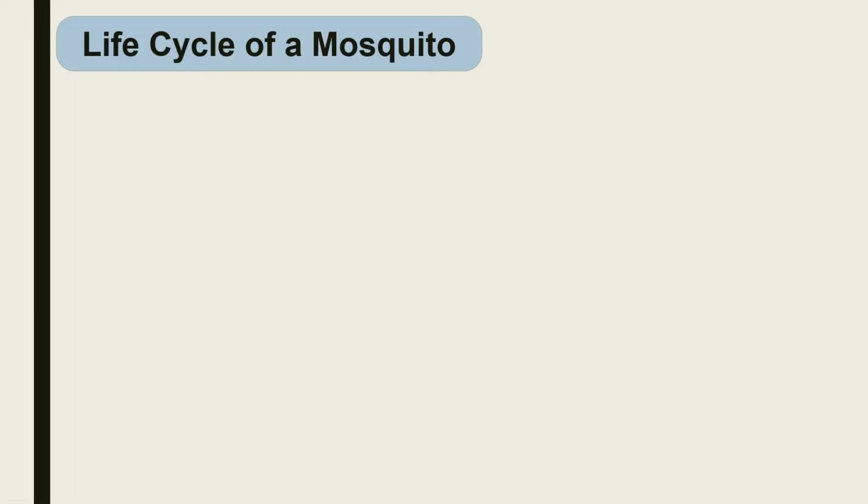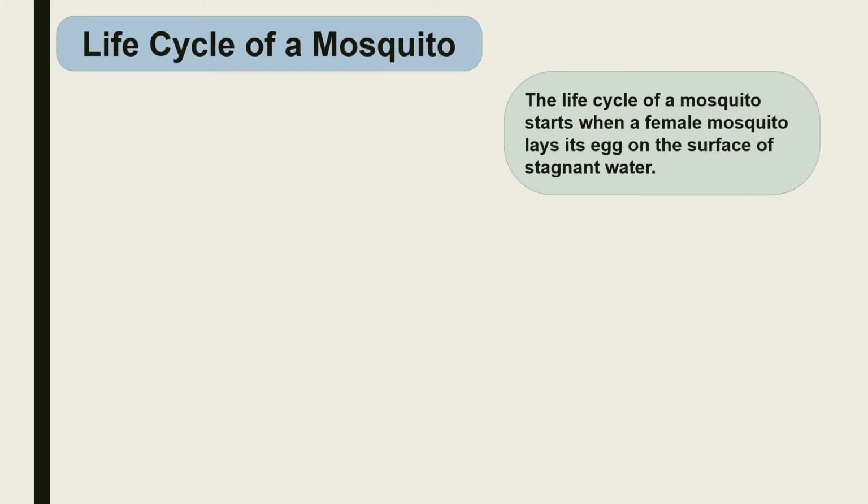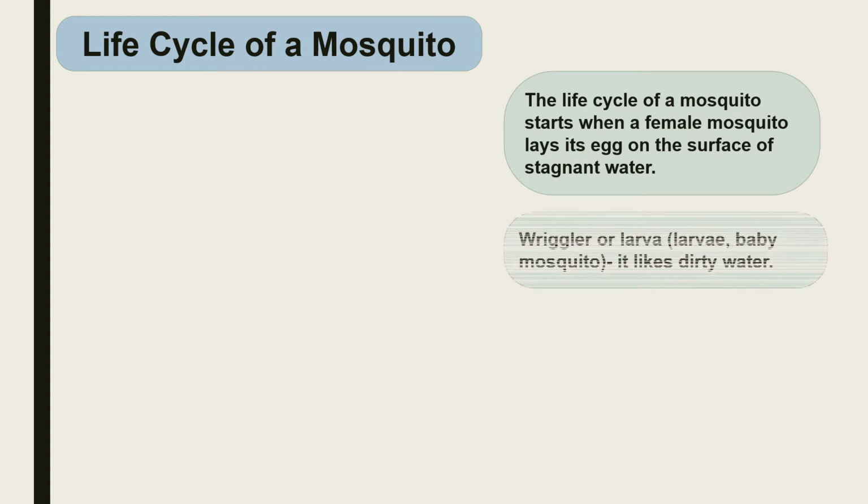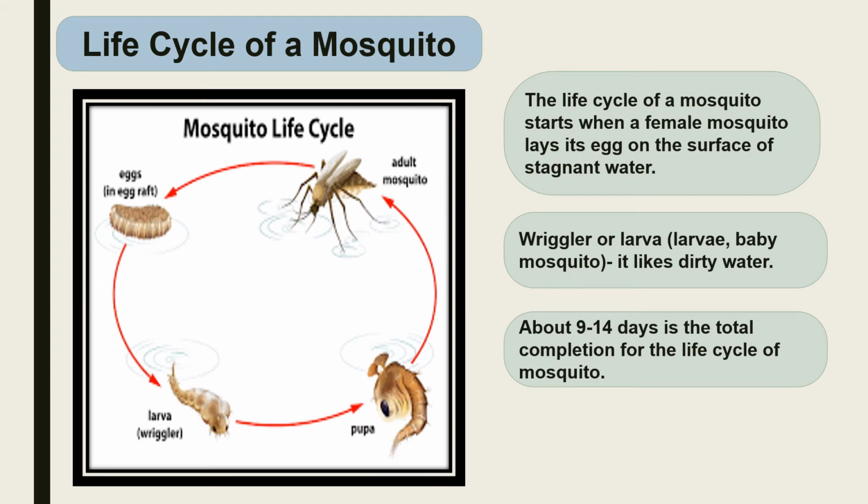So, what is the life cycle of mosquito? The life cycle of mosquito starts when a female mosquito lays its eggs on the surface of stagnant water. When you say stagnant water, this is dirty water that you can find in your backyard, sometimes after the rain, poured from the roofs. So the wriggler or larva, this is what you call the baby mosquito. It likes dirty water. About 9 to 14 days is the total completion of the life cycle of the mosquito.